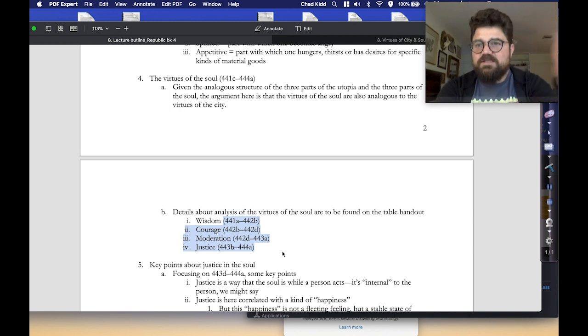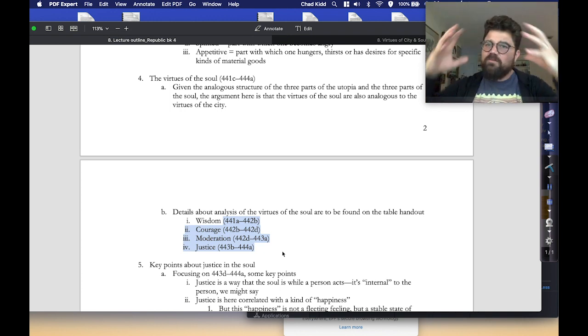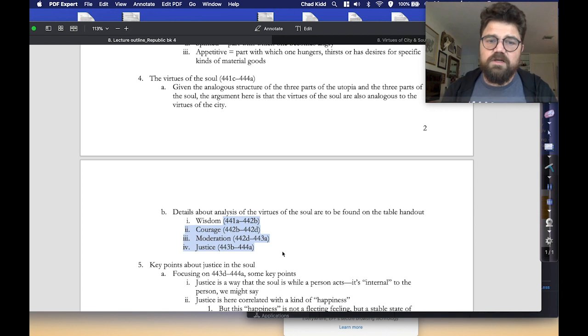And then ultimately, justice is just like the harmony of all three parts of the soul, all three parts of the soul working together, right?